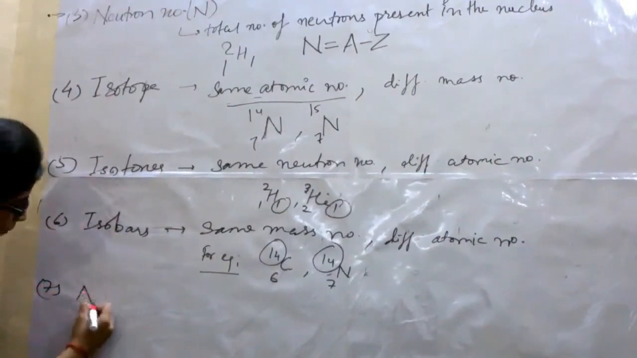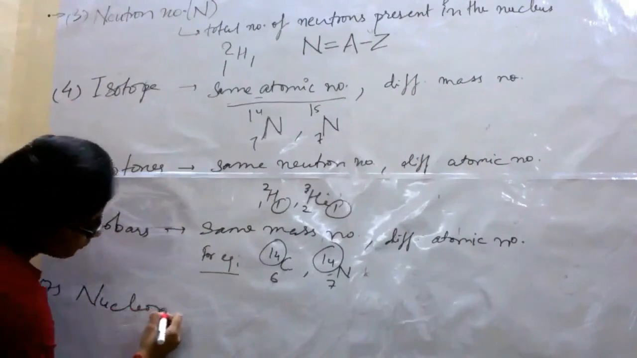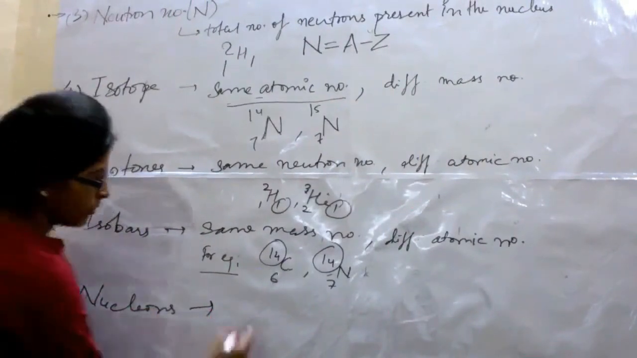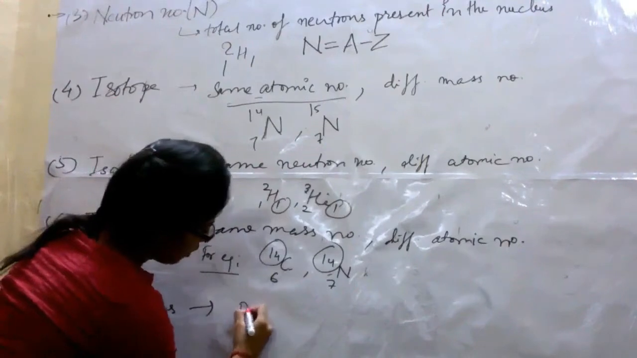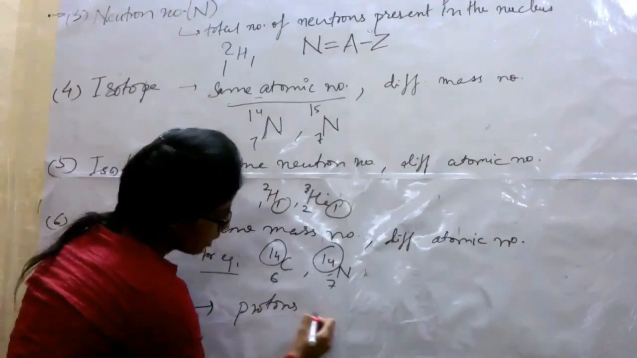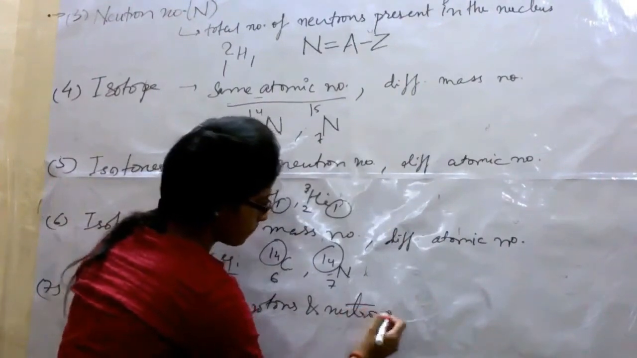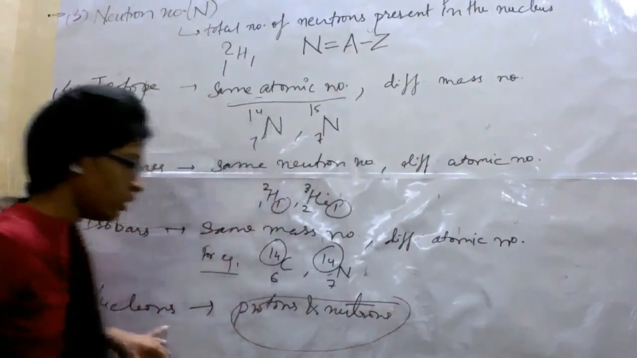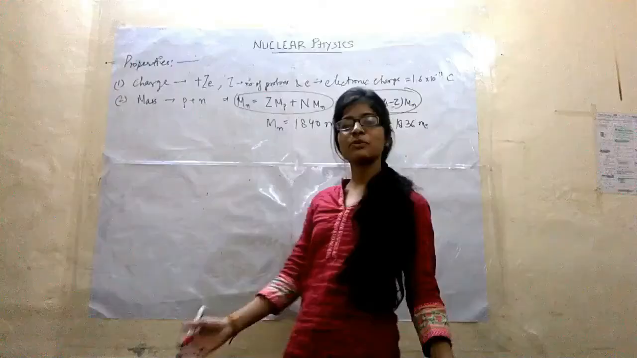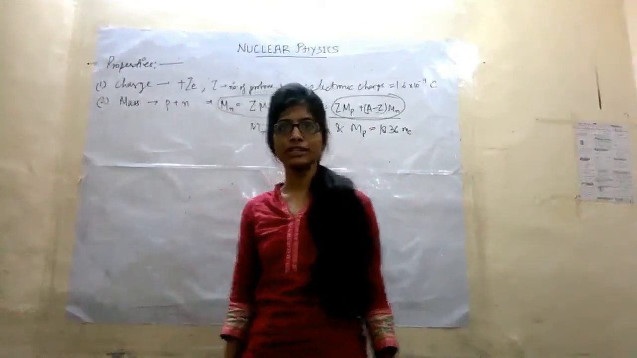And the last term, nucleons. As I have told you earlier what nucleons are, basically they are the collective term for protons and neutrons. They collectively are called nucleons. These were the terminologies related to nucleus.